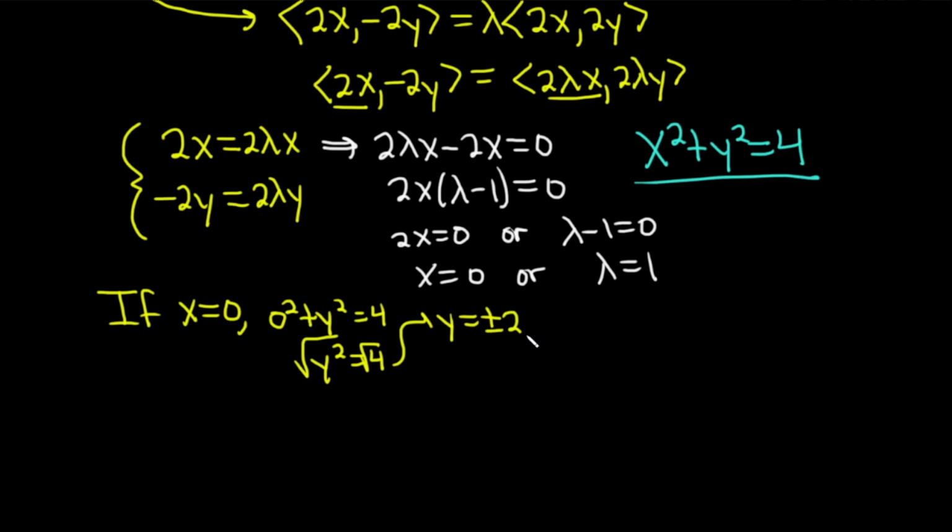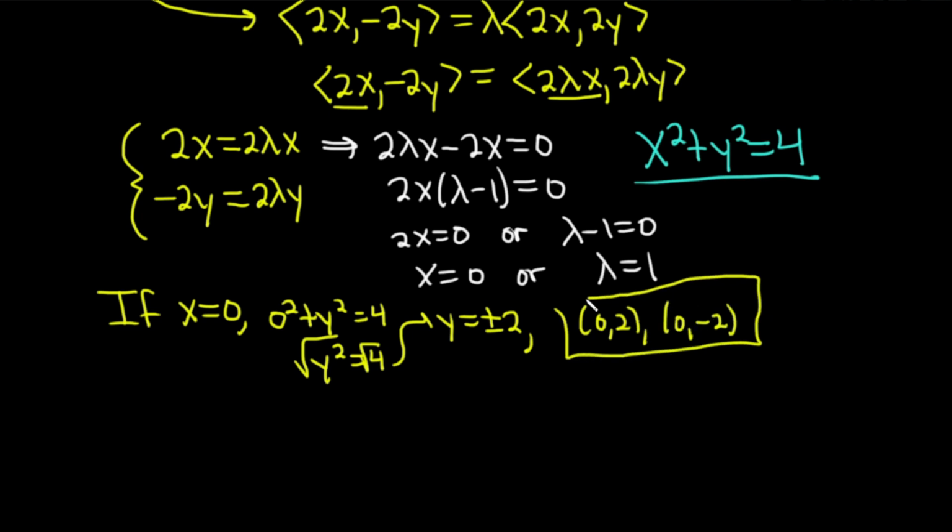So we have two ordered pairs here. We have (0, 2) and (0, -2). So we're going to use these at the end of the problem to figure out the max and min. That's not the answer, but they're important. The other case is if lambda equals 1. So if lambda equals 1, let's think about what happens here.